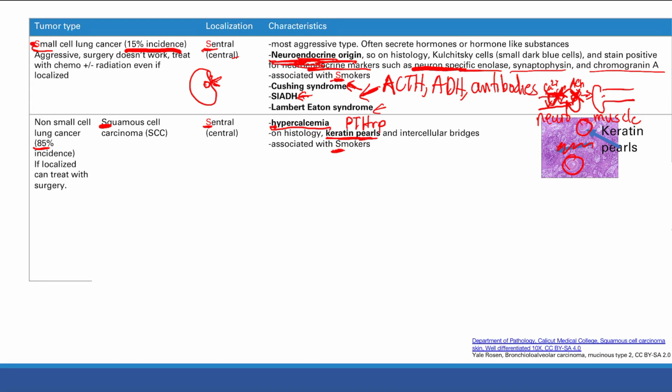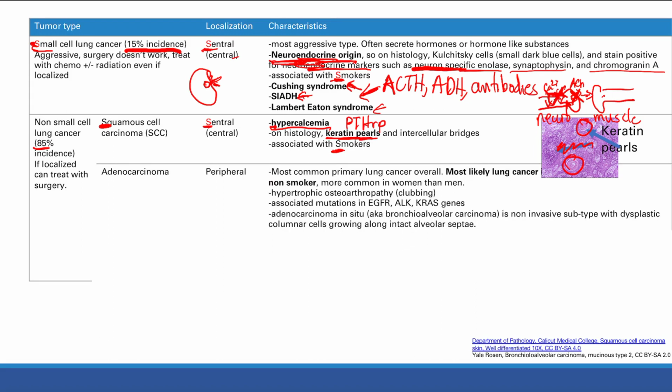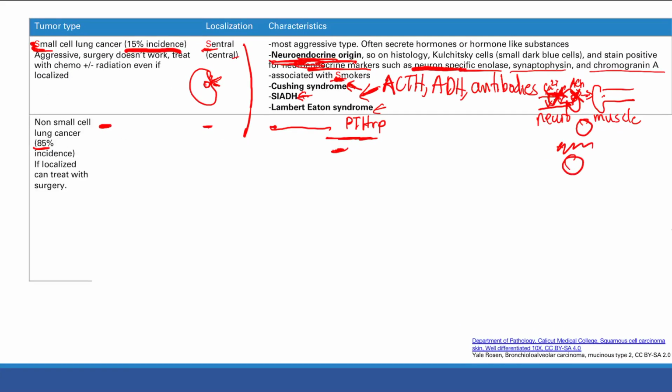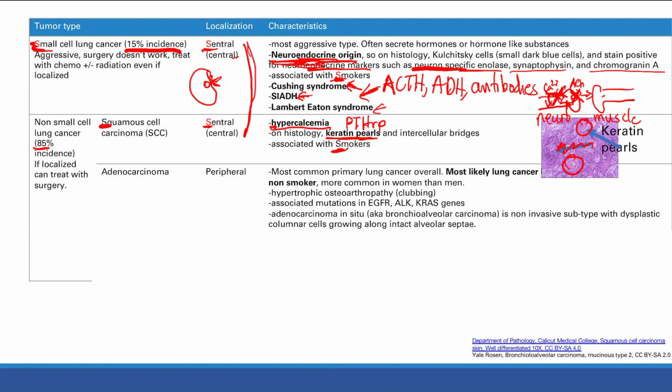Next is adenocarcinoma. I want to point out that these top two are centrally located and associated with smokers. Both start with S. So I talked about the first two, and we see a pattern here. The bottom two, we're also going to see a pattern.